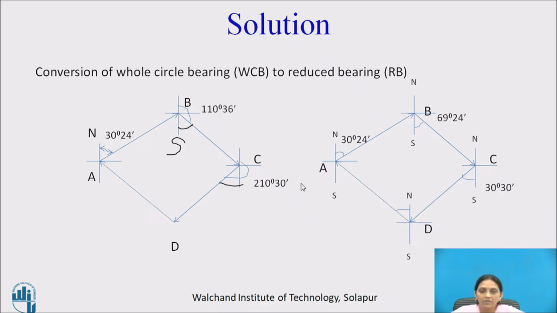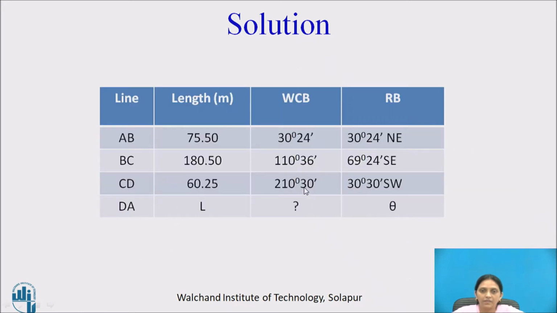We have to determine bearing of line DA from station D and length of the line DA. So figure 1 is the whole circle bearing and figure 2 is showing the reduced bearing. So calculated reduced bearings are shown in the table here. For line AB, length and whole circle bearing are given data, and the reduced bearing that we just now calculated is shown here. But the reduced bearing of line DA is not known, let it be theta.